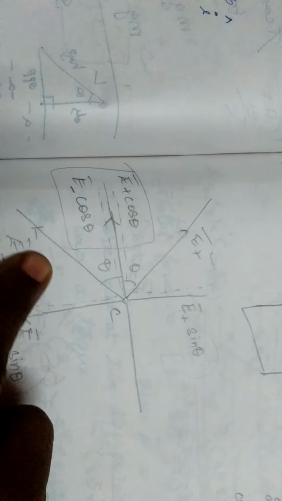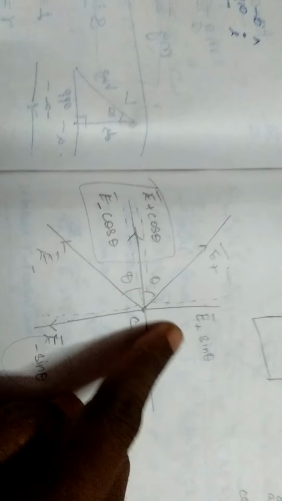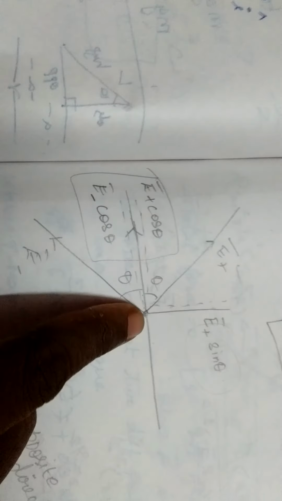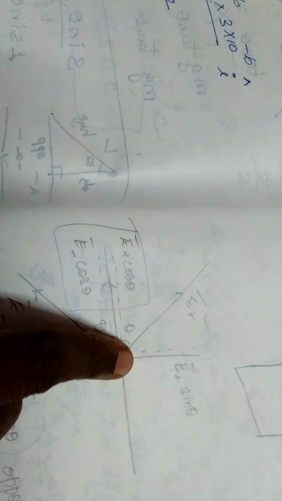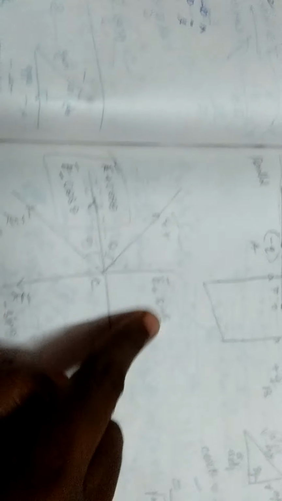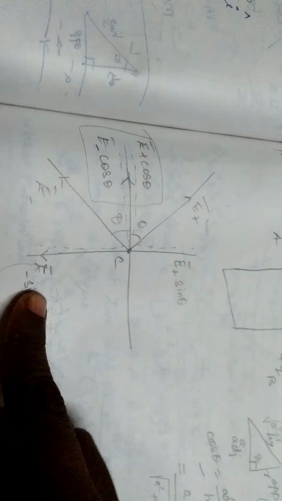Now you see the electric field of the negative charge and of the positive charge. Along the parallel line, one component is E cos theta on this side and the other is E cos theta on the other side. The other components are positive E sin theta and negative E sin theta, which are in opposite directions, so they are negligible.